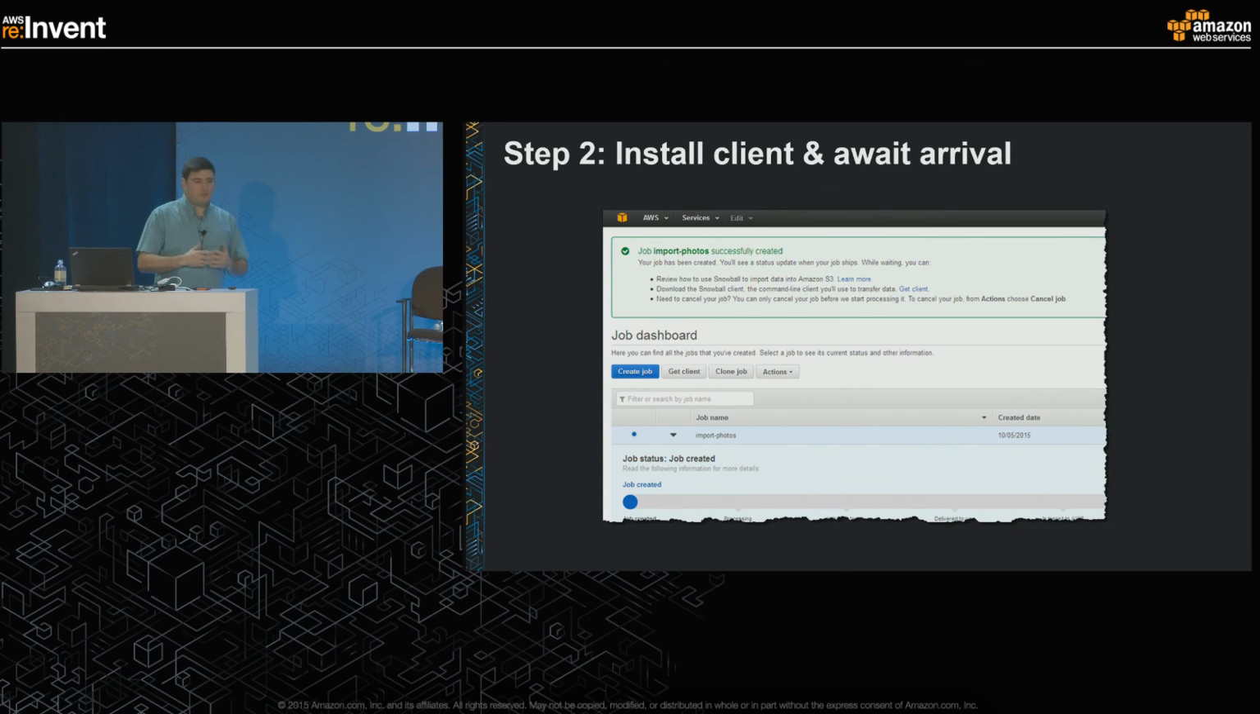So now that the job's been created, you can now basically wait for your Snowball to arrive. It should get there within the shipping time period. And what you're going to want to do while you're waiting for it is get the client ready. You can see a link up at the top here where it says download client. We have clients available for Mac, Windows, and Linux. You can download that and get it installed on the machine you're going to be copying data from. And actually, you can do 1 or more machines. And then wait for the Snowball to show up.